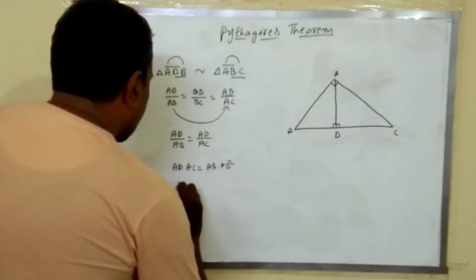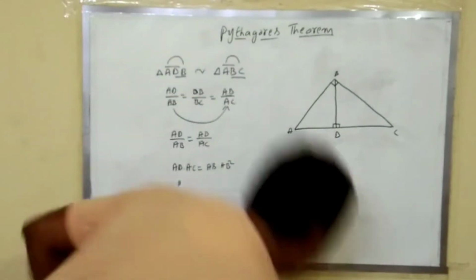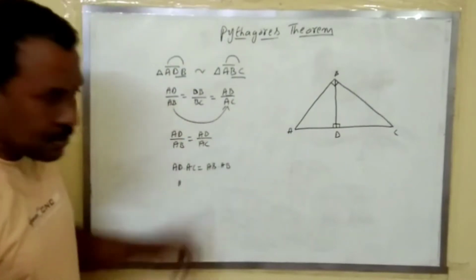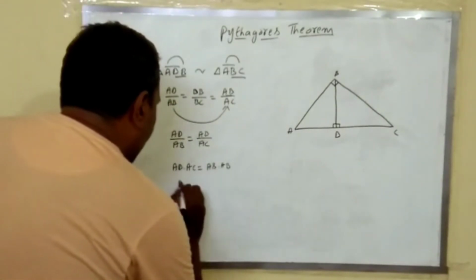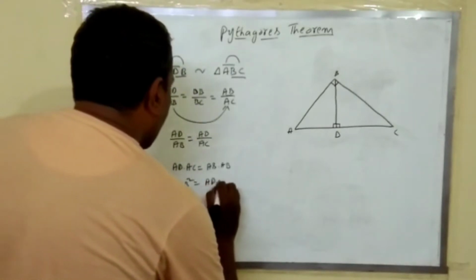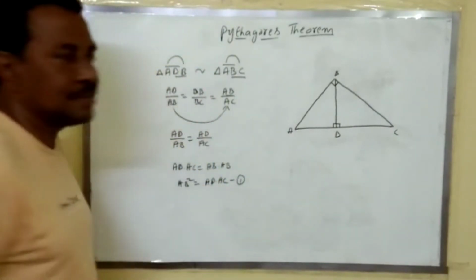Finally, you write it as AB into AB, cross multiply. Okay, so AB into AB is AB square is equal to AD into AC. So take this as first equation.